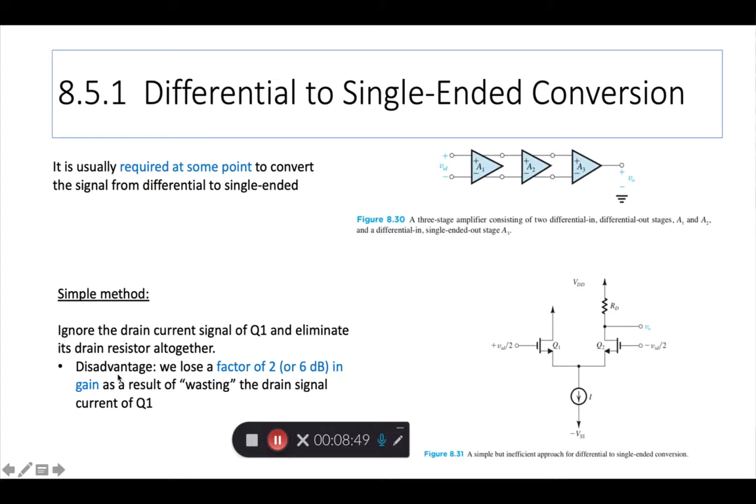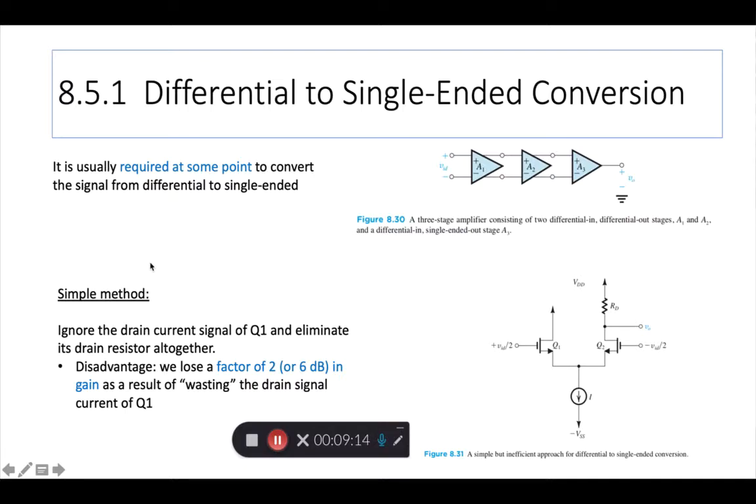The disadvantage obviously is we lose a factor of 2, or 6 decibels, in the gain. So gain is only half of what you can otherwise get, as a result of wasting the drain signal current of Q1. Even though the current exists, you're not using it, so you're wasting it, right? So this is the simple method.